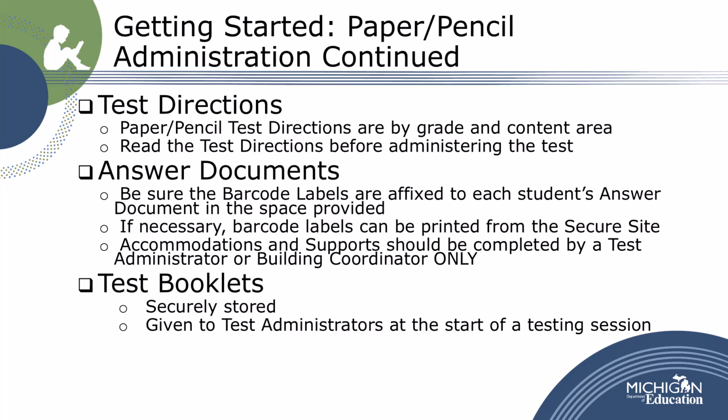If additional barcode labels are needed for any reason, for example, a student has enrolled after the pre-ID for barcode labels deadline on February 13, 2026, they can be printed from the secure site. Go to Assessment Registration, select Barcode Labels, and complete the search criteria. Accommodations and designated supports, if provided, must also be completed on the answer document by a test administrator or building coordinator. And test booklets should be securely stored and given to test administrators at the start of a testing session.